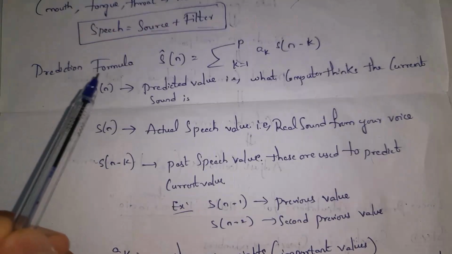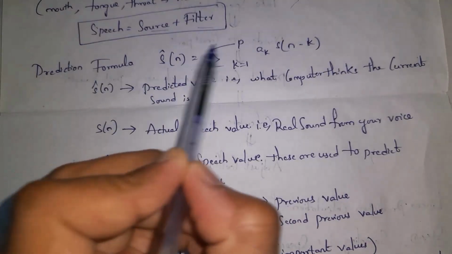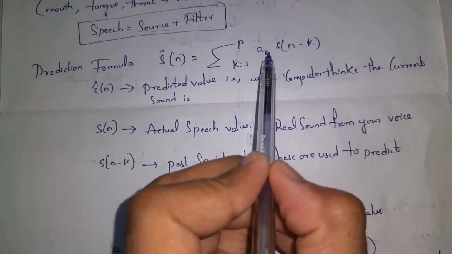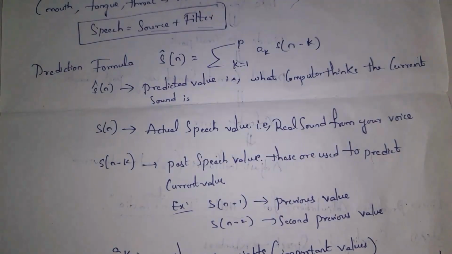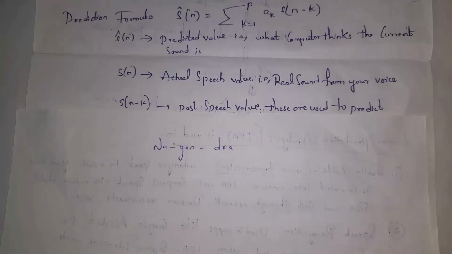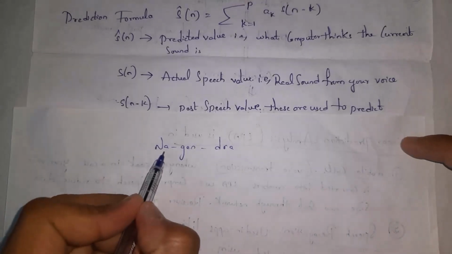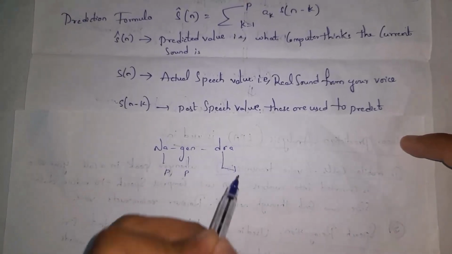This is the formula for linear prediction: S hat of n is equal to sigma k equal to 1 to p, a k times s of n minus k. I'll give one simple example so that you can clearly understand this formula. Example, my name is Nagendra. Whenever I speak "Nagen", "dra" is automatically predicted by the computer. So based on two past values, this present value, "dra", is predicted.